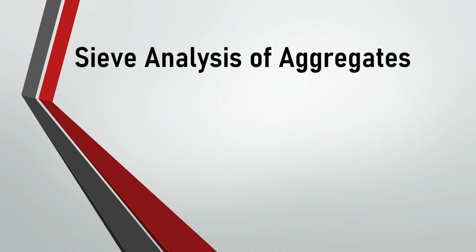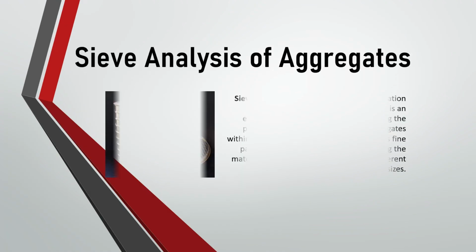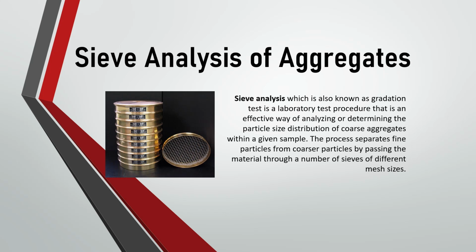So, sieve analysis of aggregates. Sieve analysis is also known as gradation test. It is a laboratory test procedure that is an effective way of analyzing or determining the particle size distribution of coarse aggregates within a given sample. The process also separates fine particles from coarser particles by passing the material through a number of sieves of different mesh sizes.